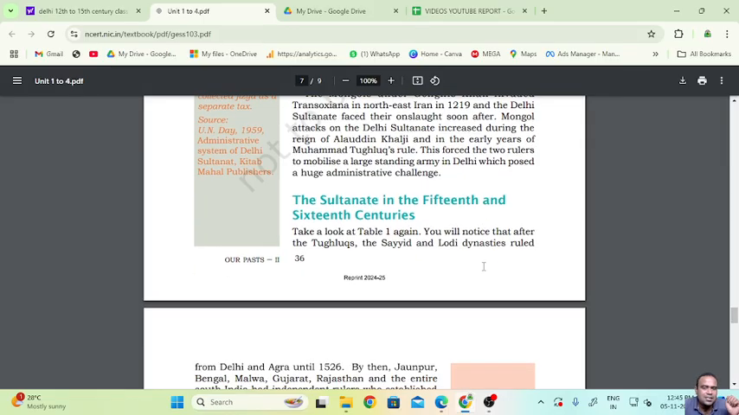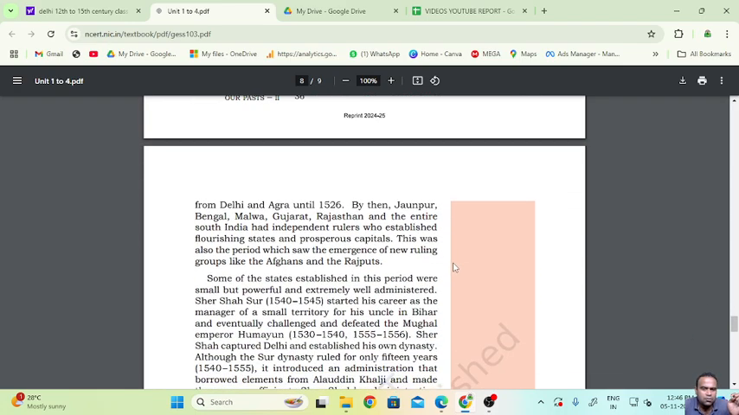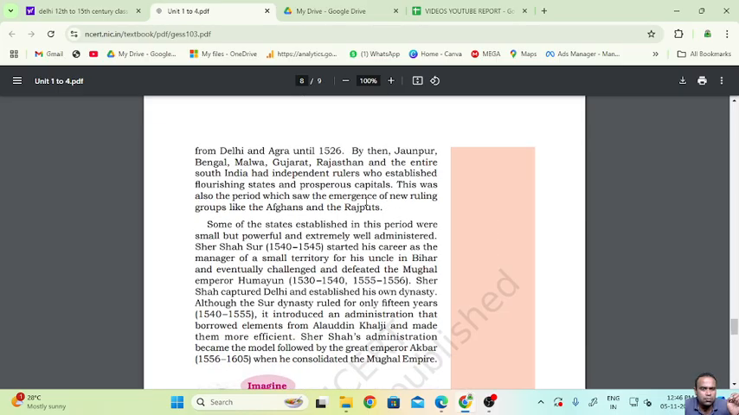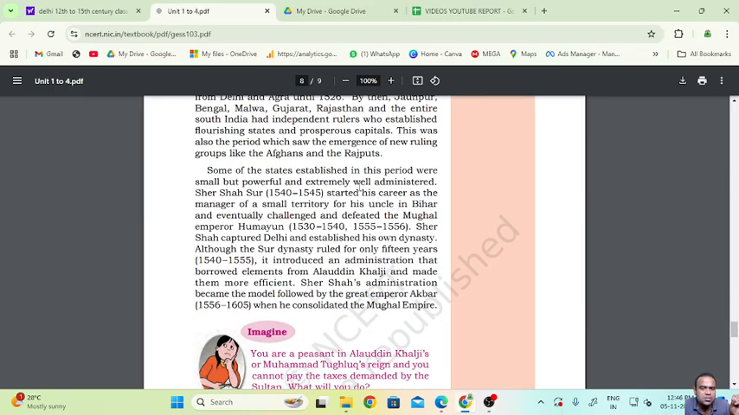The Sultanate in the 15th and 16th centuries. Take a look at Table 1 again. You will notice that after the Tughlaqs, the Sayyid and Lodi dynasties ruled from Delhi and Agra until 1526, when Jaunpur, Bengal, Malwa, Gujarat, Rajasthan, and the entire South India had independent rulers who established flourishing states and prosperous capitals. This was also the period which saw the emergence of new ruling groups like Afghans and Rajputs. Some of the states established in this period were small and powerful and extremely well administered.